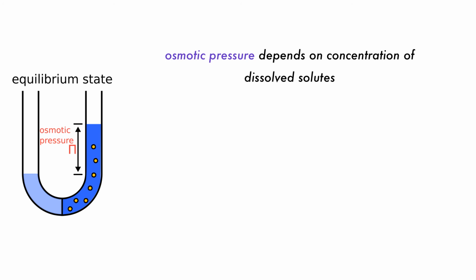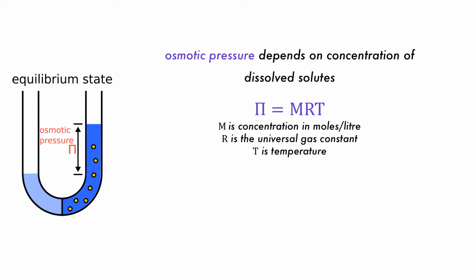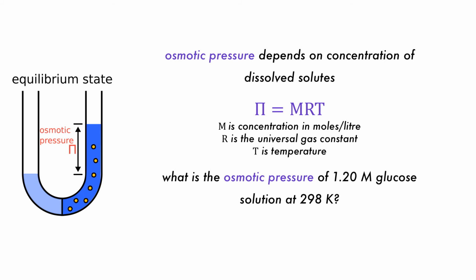Osmotic pressure is related to the concentration of the dissolved solute particles. It obeys a law which is similar to the ideal gas equation. Consider, for example, the osmotic pressure of a 1.20 mole per liter glucose solution at 298 Kelvin. The osmotic pressure would be 29.4 atmospheres.